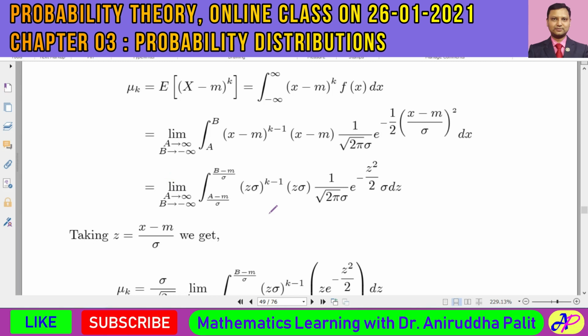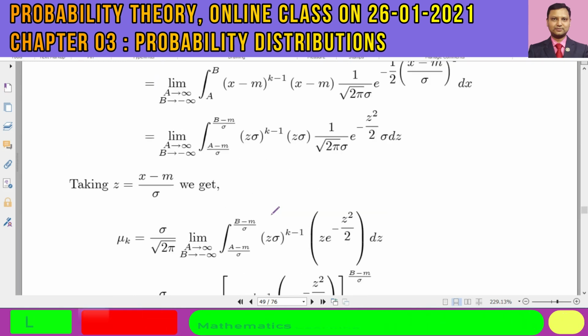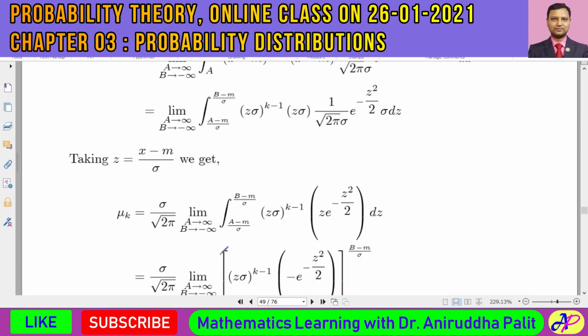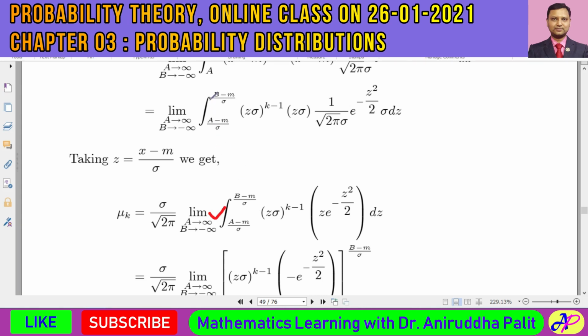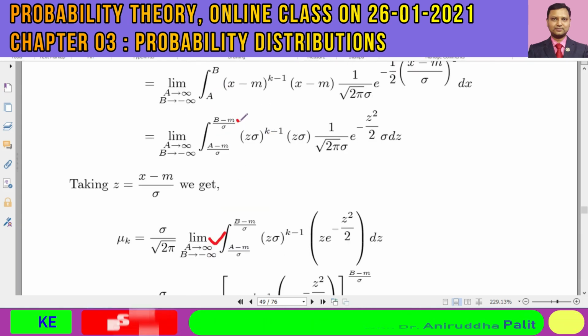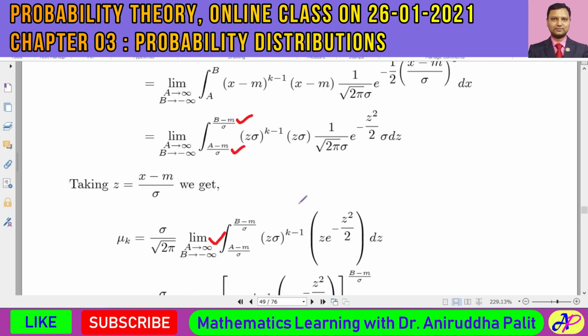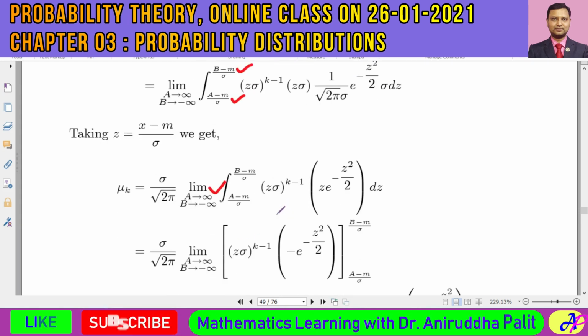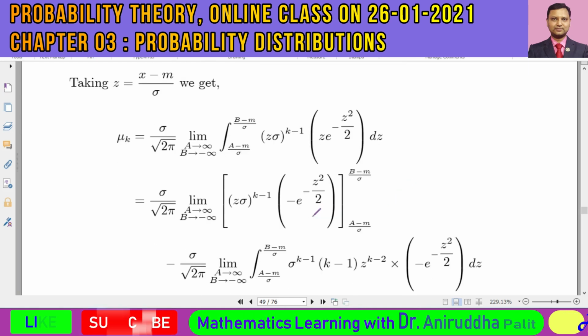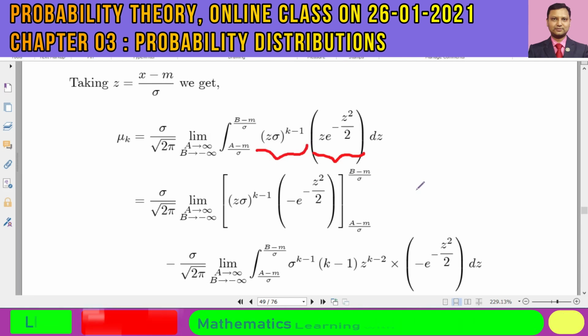Anyway, so let's continue over here. If we suppose that a tends to minus infinity and b tends to infinity, then in terms of z the lower and upper limits will change in this fashion, and we take the limit a tending to minus infinity and b tending to infinity throughout this integral process. Now over here we can consider this quantity as the second factor and this quantity as the first factor. We are going to integrate it by parts.